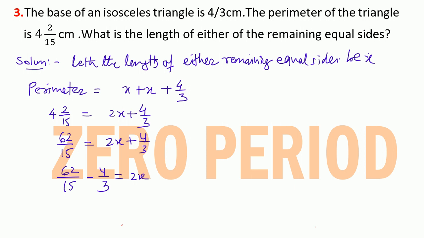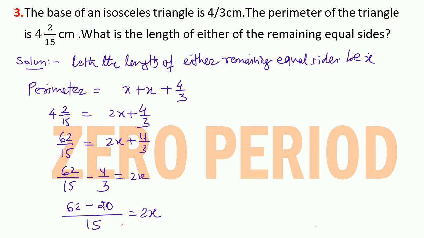Here I transpose this 4/3 to the left hand side, because here there is only one variable and one constant term, and at the left hand side only a constant term is there. So we put all the constant terms on one side and the variable term on another side. Now do the simplification. 15 and 3 will give you 15 as LCM, 62, then 3 times 5 is 15, so 5 times 4 will be 20, is equal to 2x.